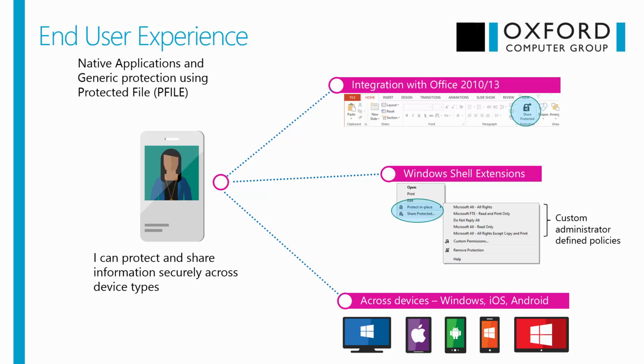Currently, it integrates into the quick access toolbar with the Share Protected button. It also has a Windows Shell extension, which pulls back those policy templates that we looked at earlier. You'll notice that's how they display there in the contextual menu. They can use that to have custom permissions. They can remove protections if they have permissions to do so. And they can share protected from the right-click menu as well. And as we keep going back to, across all devices: Windows, iOS, Android, and even Mac OS 10 computers.